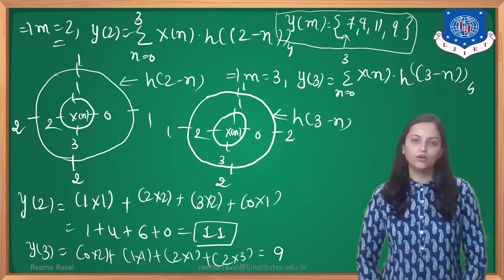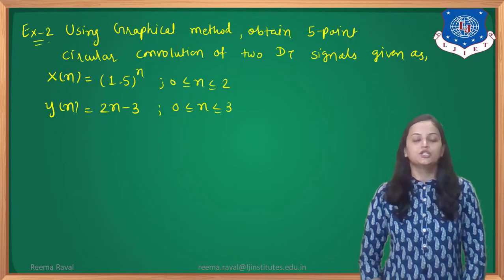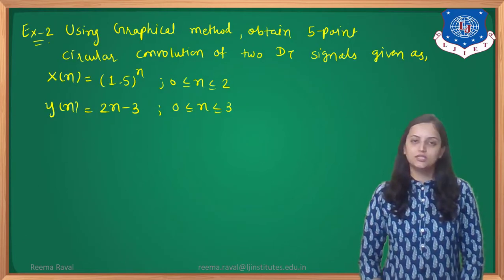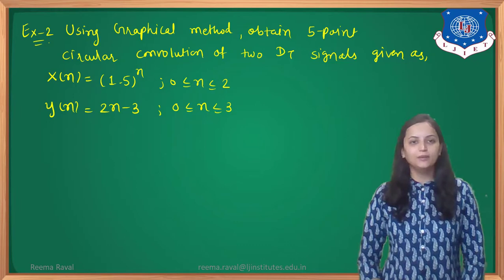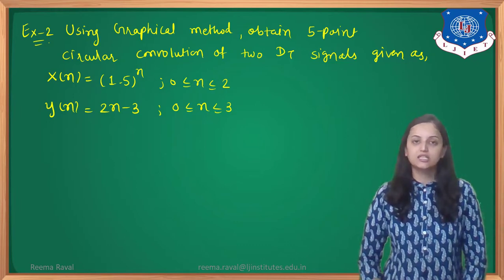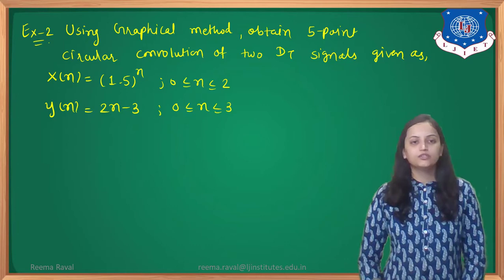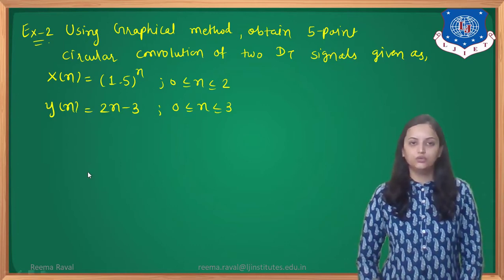So now let's see one more example so that circular convolution becomes clearer using the graphical method. The data given is: using the graphical method, obtain the 5-point circular convolution of two discrete time signals, which are given as x of n equals 1.5 raised to n for the instants 0 to 2, and y of n equals 2n minus 3 for the instants 0 to 3.